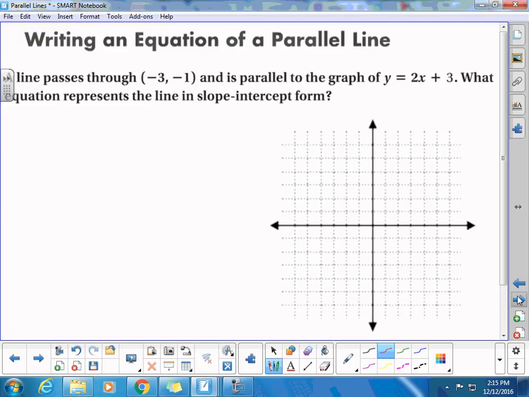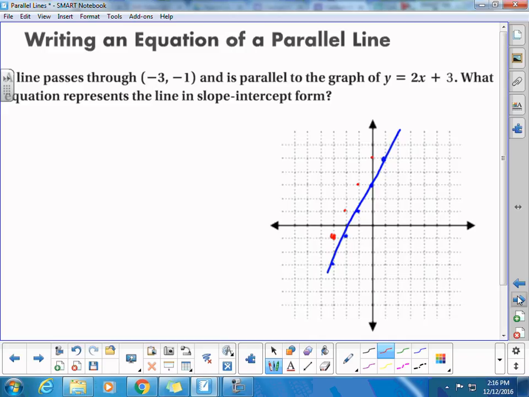Write an equation of a line parallel to a given line. If you know a line passes through the point (-3, -1), and it's parallel to the graph of y = 2x + 3, I'm just going to graph that. So I have a plus 3 to start, and I go up 2 over 1, or down 2 back 1. I want it to be parallel to this. And just by looking, I can see it's going to be right side by side, right?